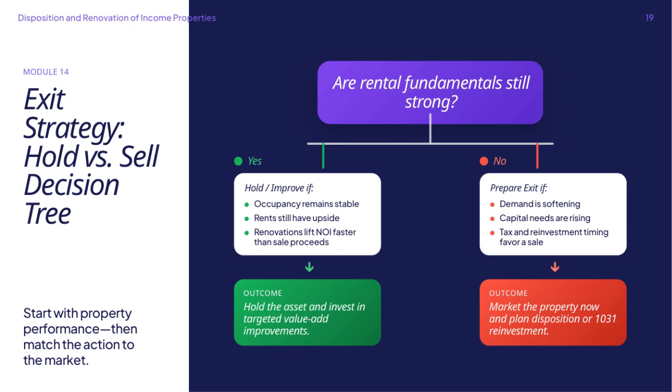On the other hand, if rental fundamentals are weakening, this signals it's time to prepare for an exit. Look for signs like softening demand, rising capital needs, or favorable tax and reinvestment timing that can make selling beneficial. When these factors come into play, marketing the property with a plan for disposition or using strategies like a 1031 exchange to reinvest proceeds is the recommended course. By carefully assessing these factors, property performance, market demand, and financial considerations, you can make an informed decision to either hold and enhance your asset or sell at the right moment to maximize returns.